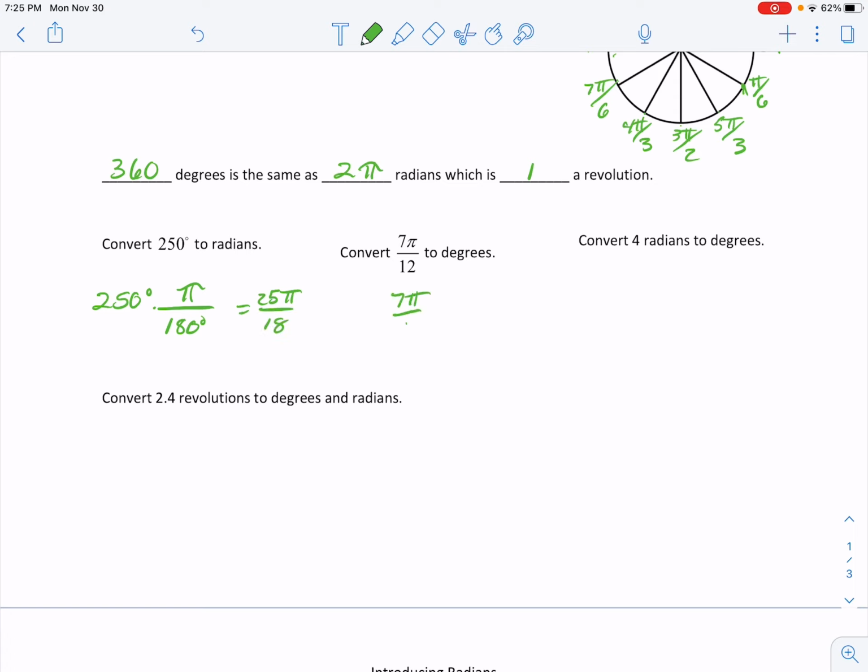7 pi over 12 equals, you want your pi on the bottom and 180 on the top. Pi's cross out. Equals 105 degrees. Okay. 4 radians to degrees is 4 times 180 divided by pi is 6.8.